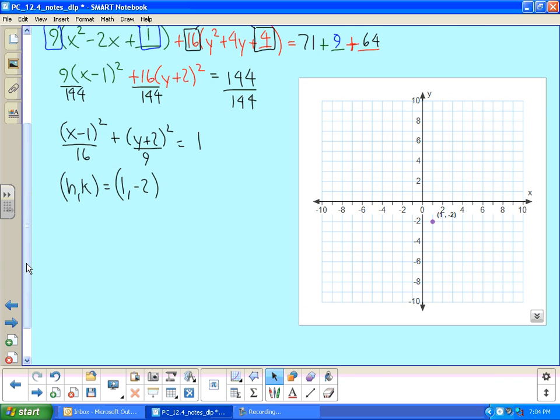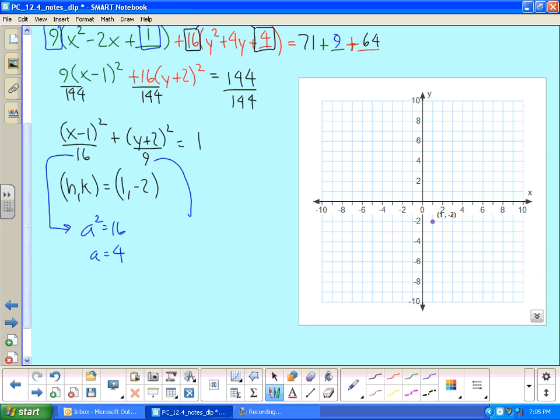What do we do next? Well, we go and we use these guys. a squared is equal to 16, so a is equal to 4. b squared is equal to 9, so b is equal to 3. My major axis is along the x, my minor axis is along the y. So I go plot these points. Now, these are points relative to the center. So when it says a is 4 or negative 4, plus or minus, I'm going to go from my center point to the right 4, to the left 4, and from the center point up 3 and down 3.